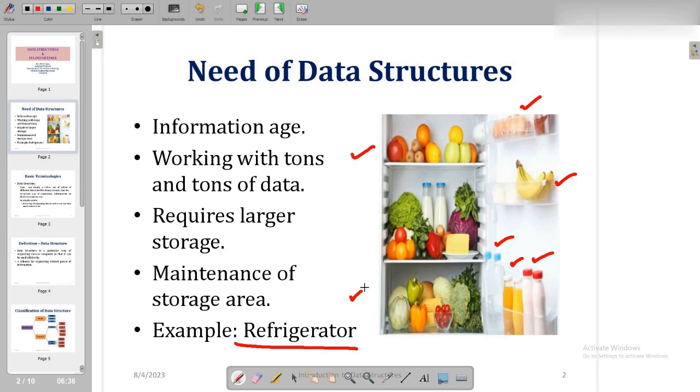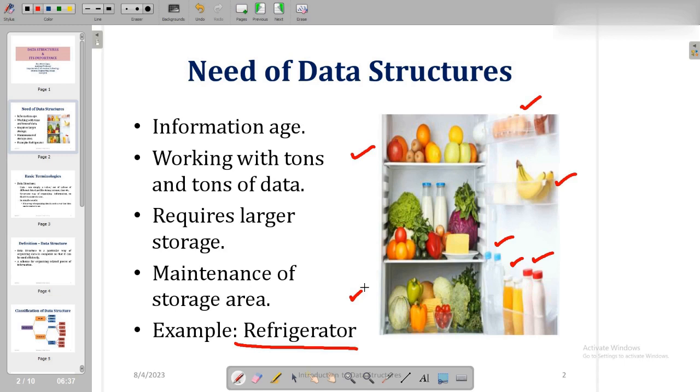Why are we organizing these items in a particular way? Liquids are at the bottom of the door, fruits in the middle, eggs at the top. Likewise we have some organization, right? Why? The reason is we want to access all the items in a faster, more efficient manner. So for reducing the time, we are organizing like this. While reusing the things, we have to access the data much faster.